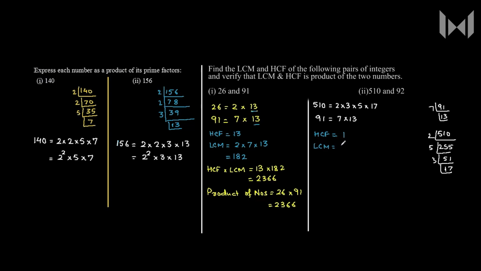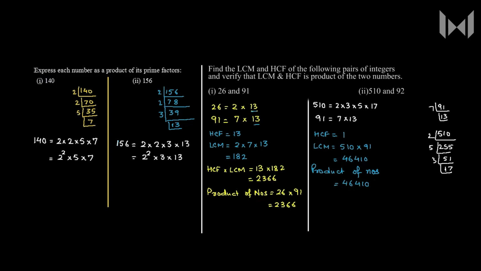So LCM basically is nothing else but 510 into 91, and that is equal to 46410. And again, the product of numbers is also equal to 46410. Hence, both the questions have been verified that the product of LCM and HCF is equal to the product of the two numbers.